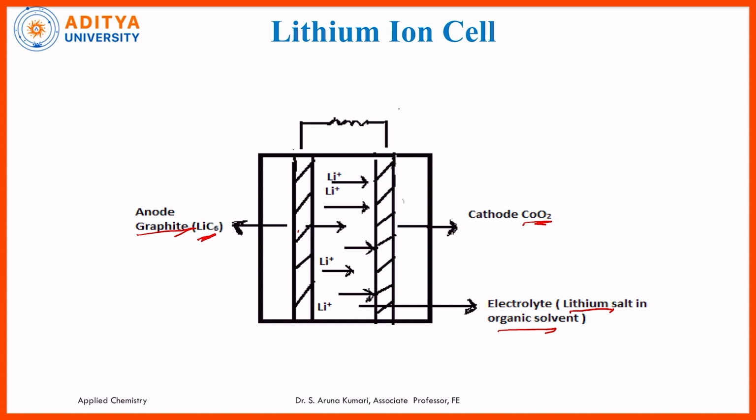Now, we have a pictorial representation of the lithium ion cell. During oxidation we have electrons produced at the anode, and they move from anode to cathode, where the reduction reaction takes place. In this way, electrons move from anode to cathode, and hence electrical energy is produced due to the redox reaction.